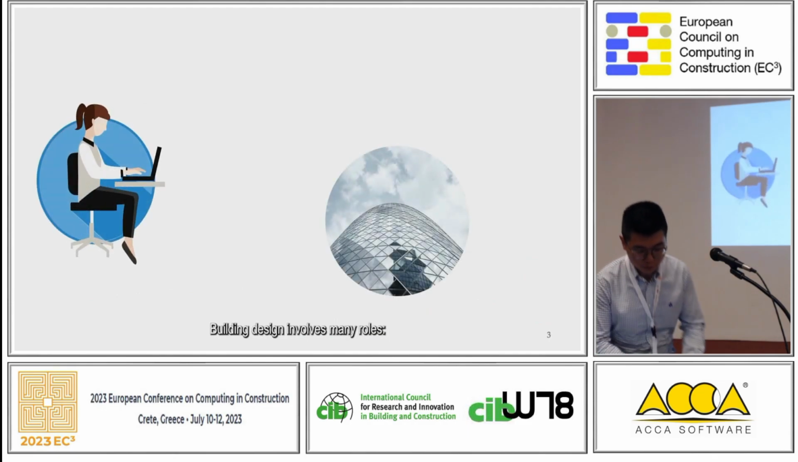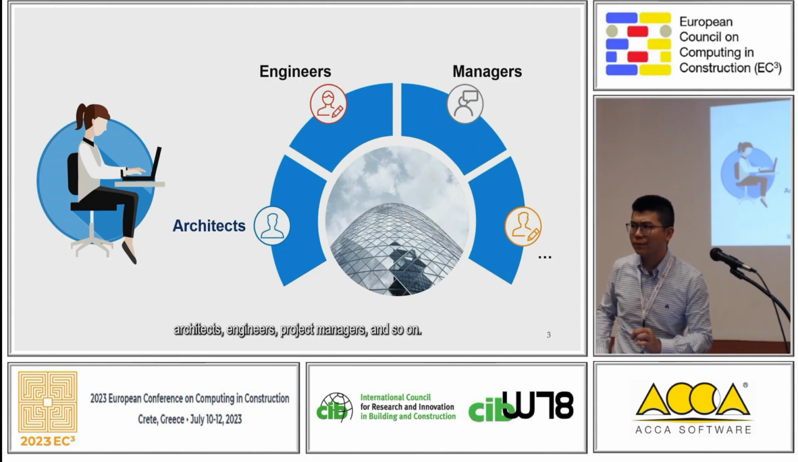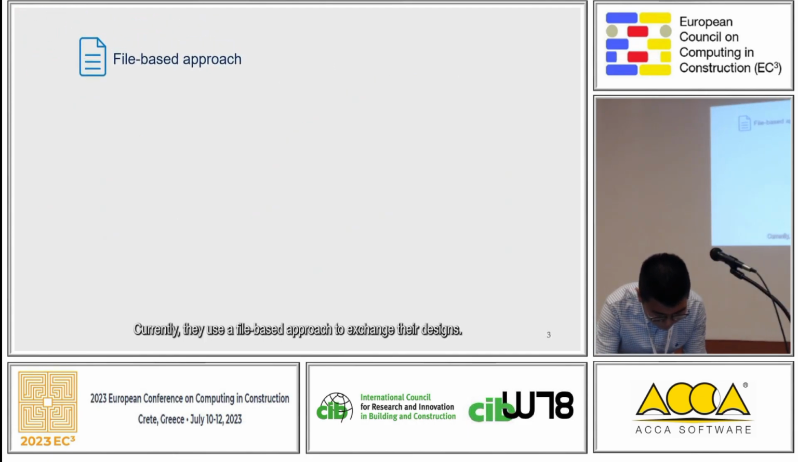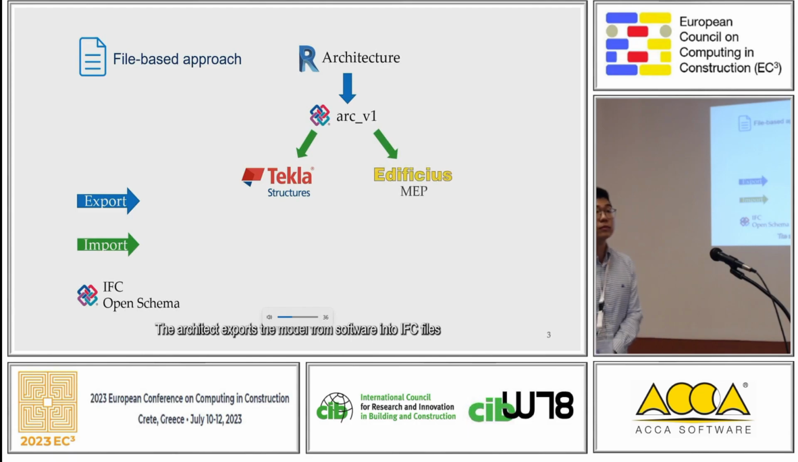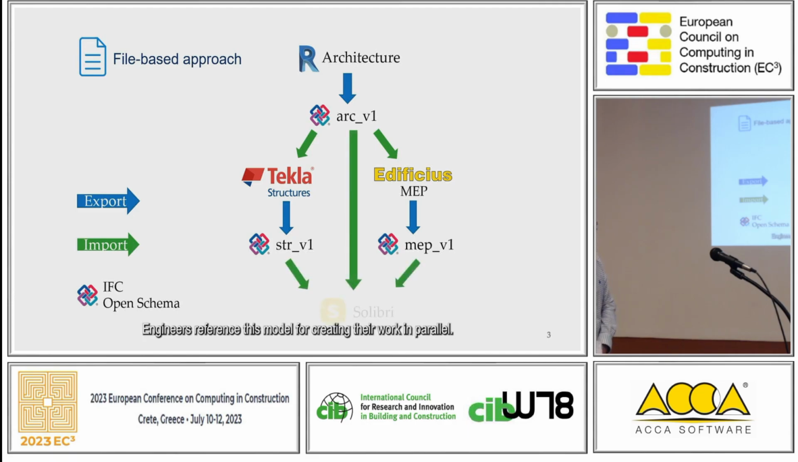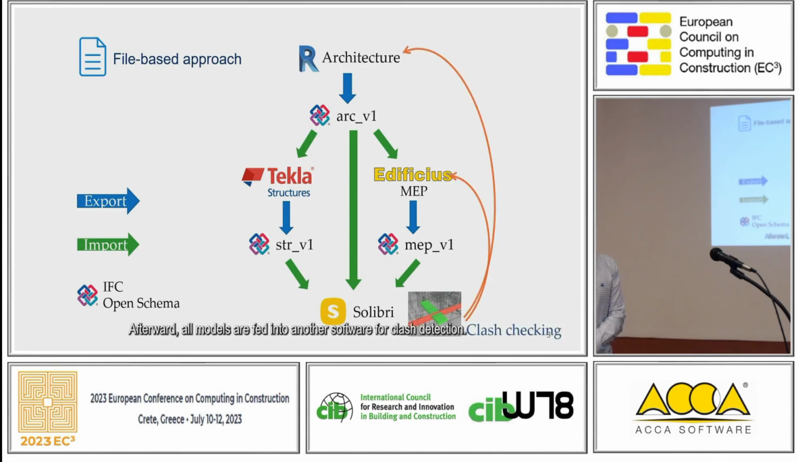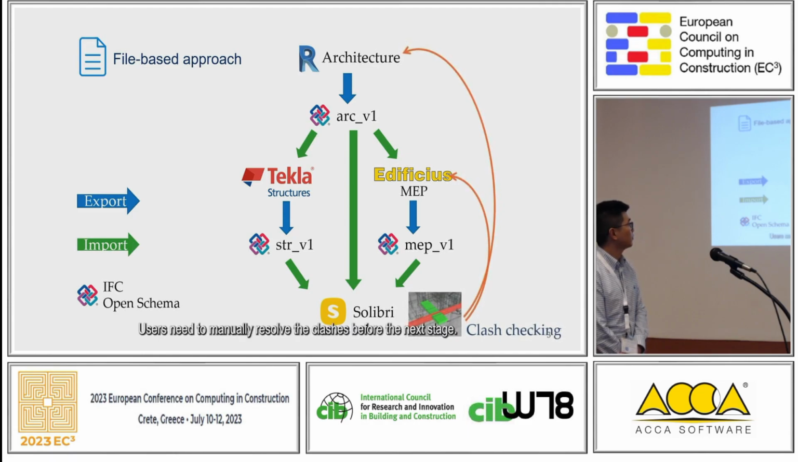Building design involves many roles: architects, engineers, project managers, and so on. Currently, they use a file-based approach to exchange their designs. A typical project starts with the architectural design. The architect exports the model from software into IFC files and sends them to engineers. Engineers reference this model for creating their own work in parallel. Afterwards, all models are fed into another software for clash detection. Users need to manually resolve the clashes before the next stage.